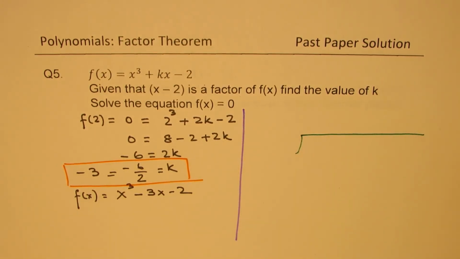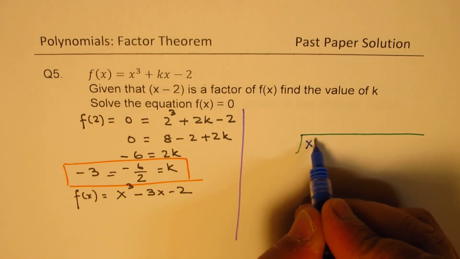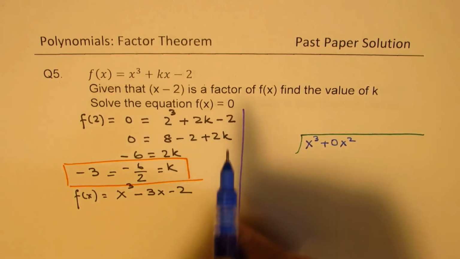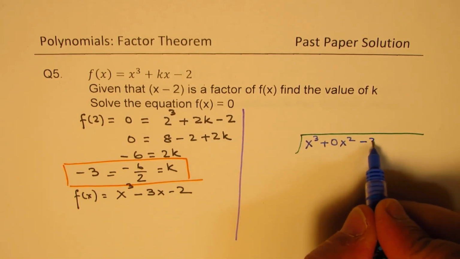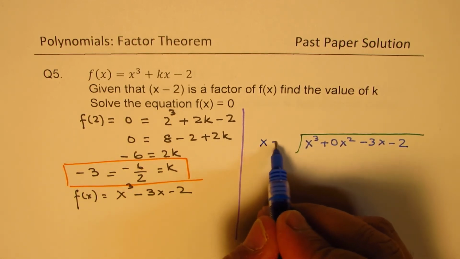Now in this particular case, you will notice that one of the terms is missing. So we use a placeholder, right? We'll use 0x squared. The x squared term is missing, right? So we have x cubed plus 0x squared minus 3x minus 2, and we'll divide this by x minus 2.